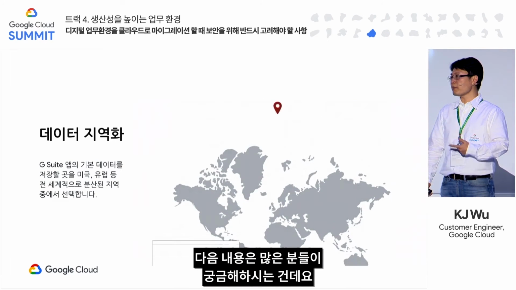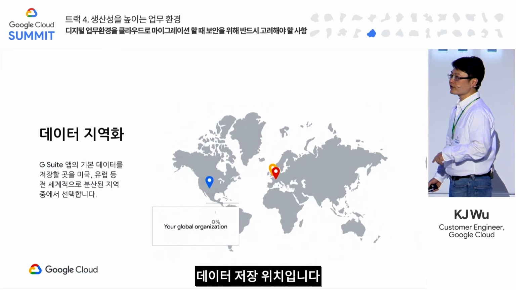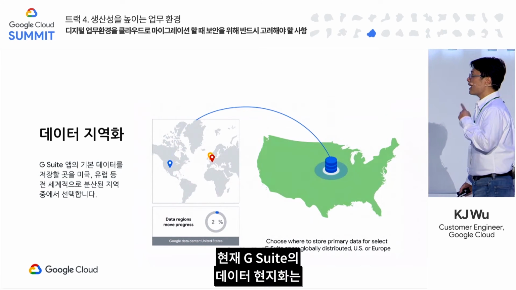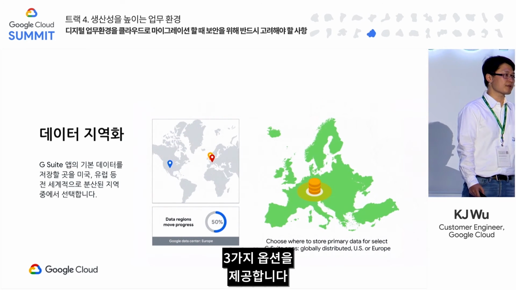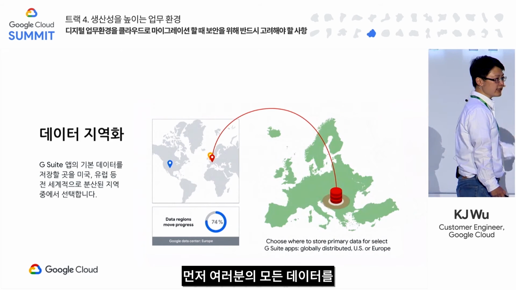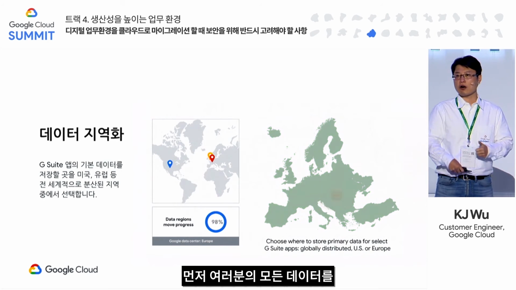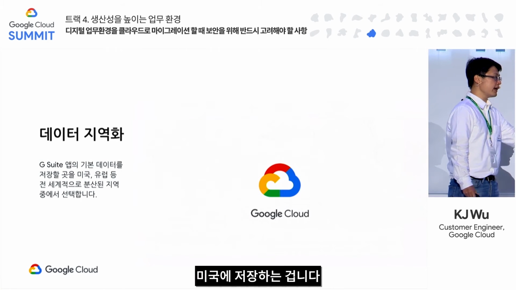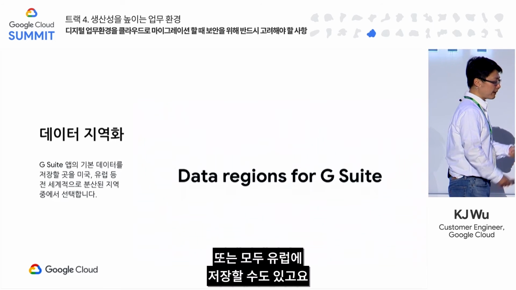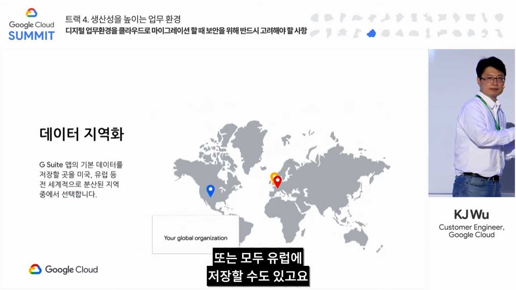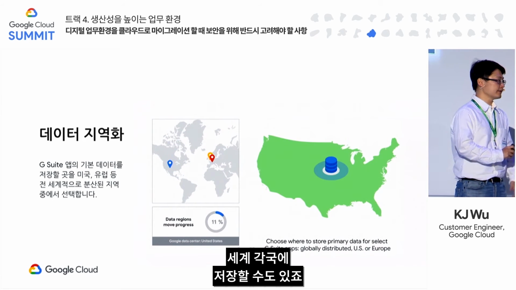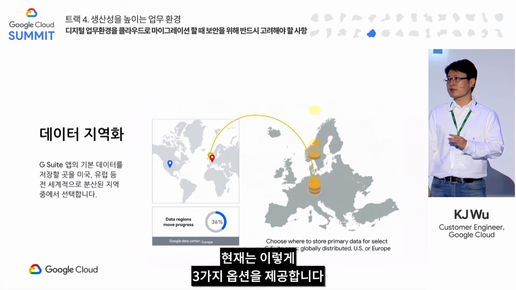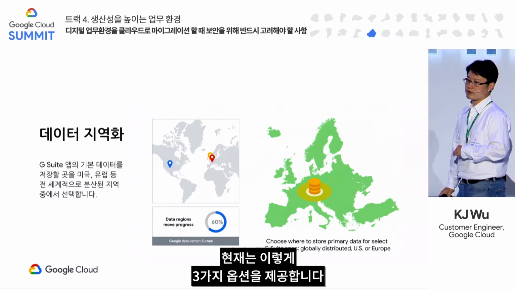Another one many people are curious about: where do we store the data? I think for the data region, currently in G Suite, you have 3 choices. You can specify I want all my G Suite data in the US, or maybe all in Europe, or I don't care, just store it globally. So currently, these are the three options you can choose.